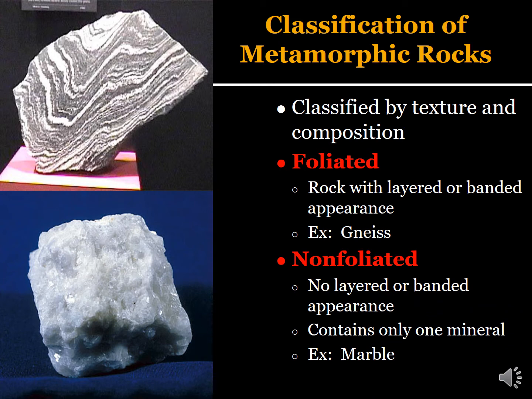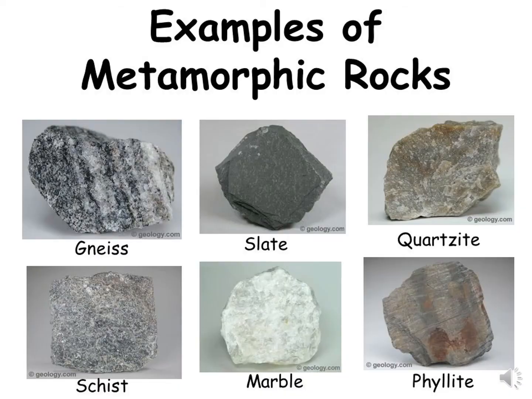So just like igneous, we have intrusive and extrusive. Metamorphic has foliated and non-foliated. So foliated has layers and bands, and non-foliated has no layers or bands. So that's more like your marble. And we have seen marbles, and marble is very pretty. This is also classified by its texture and composition. Here are some examples of metamorphic rocks.